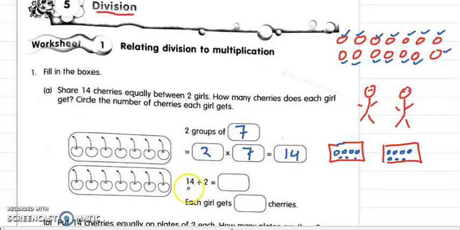Next here we have 14 divided by 2. It means there were a total of 14 cherries and we divided them among two groups. So how many will each group have? We have seen that each group got 7, because the total was 14, we divided it into 2, so each one got 7. So we can say each girl gets 7 cherries.